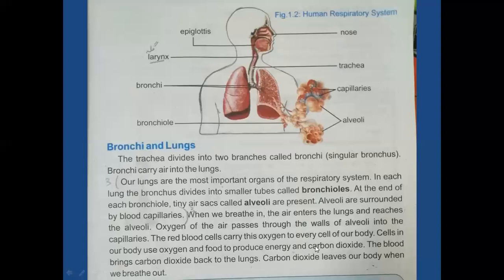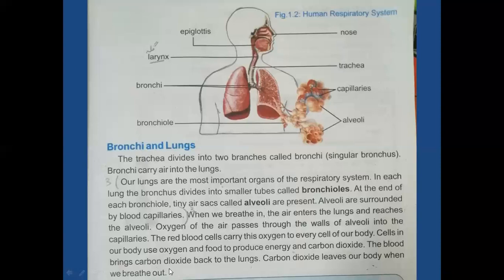What happened to the carbon dioxide? Energy is utilized by our body. Water again is utilized by the body. But what about the carbon dioxide? The carbon dioxide then goes back to the lungs, and from the lungs it is exhaled out through the mouth and nose. Carbon dioxide leaves our body when we breathe out.